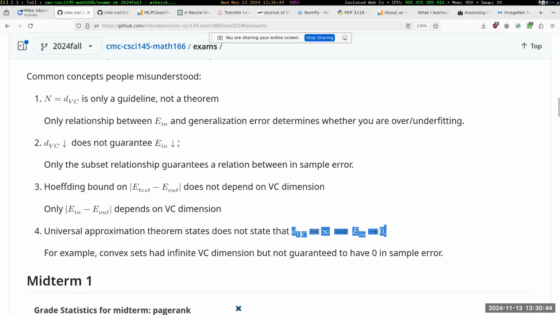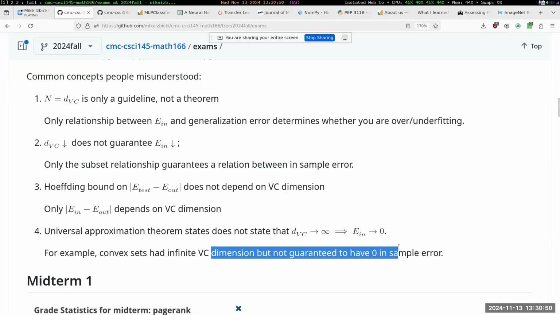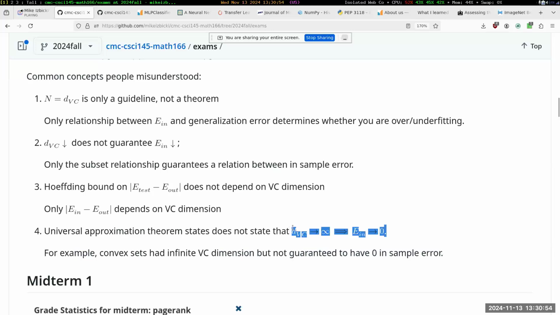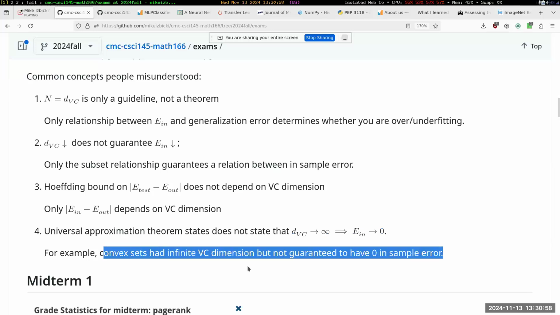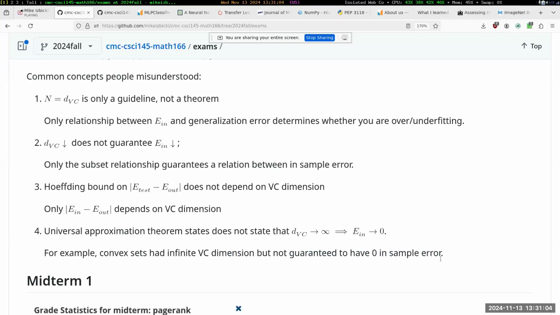A counterexample to that is that convex sets have an infinite VC dimension, but they're not guaranteed to have a 0 in-sample error. So a handful of people, 4 or 5 people, mentioned this, and had follow-up questions about the convex sets and whether there was a situation where they would not have a 0 in-sample error.